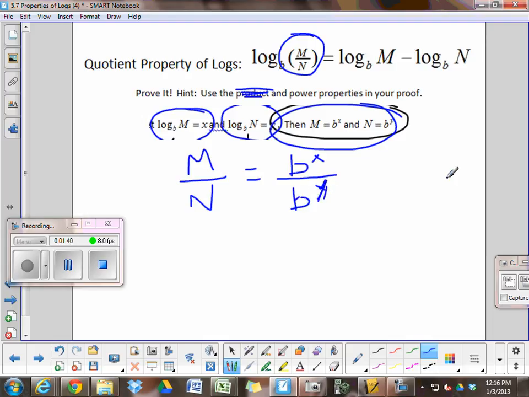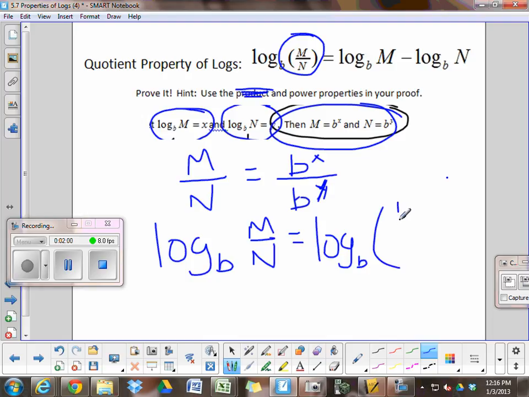All right, so next we're going to log both sides, base b. So we'll have the log base b of m over n equal to the log base b of b to the x over b to the y.